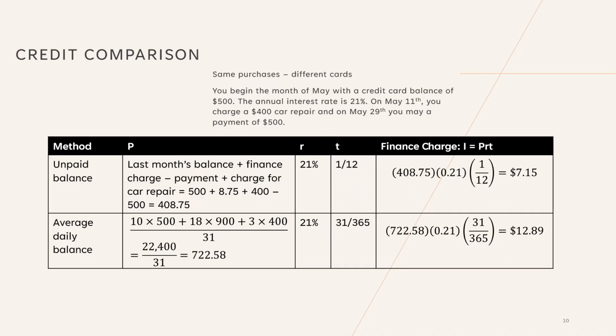So now let's look at a comparison. We have the same purchases, different cards. We have one card that uses the unpaid balance method. And remember, that's last month's balance plus last month's finance charge. Take away any payments, add in any charges. That gives us the unpaid balance of $408.75. And the finance charge on that is $7.15.